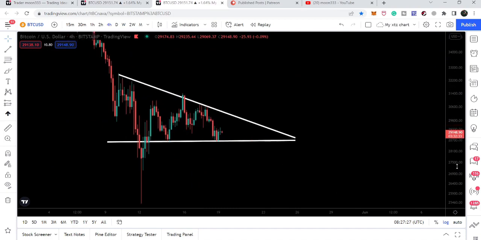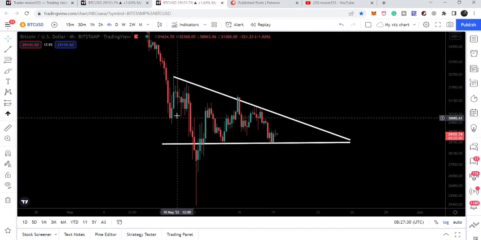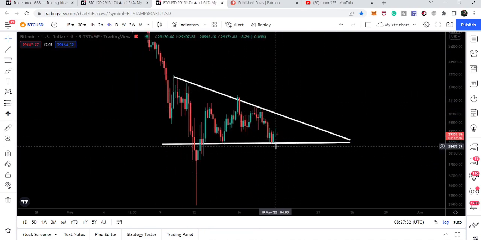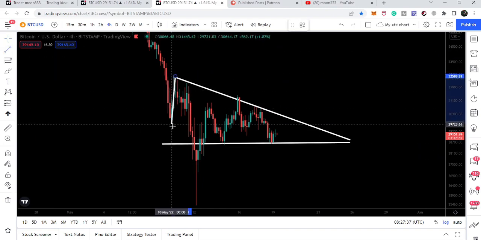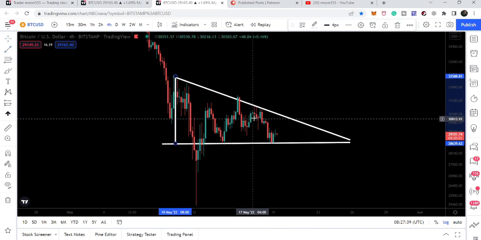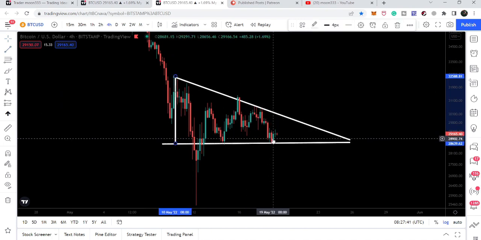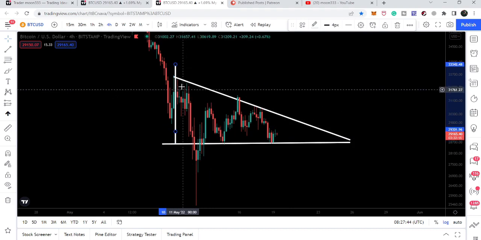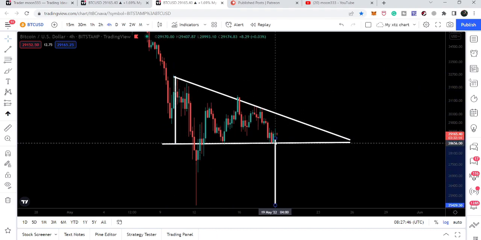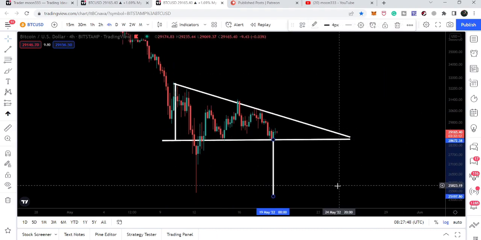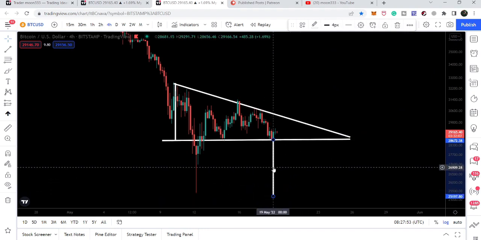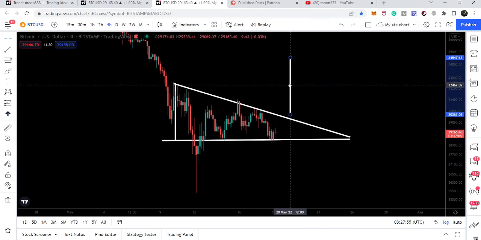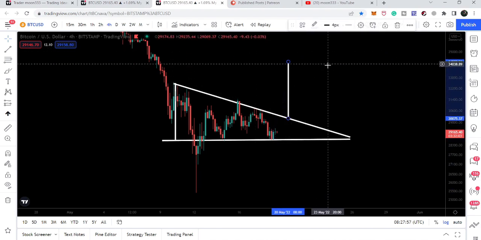Now, let's take a look at this smaller time frame, and here, as in my previous video, I showed you that Bitcoin has formed this descending triangle, and we are again rejected by this resistance and dropped to the support. And for example, if we break down the support, then our target to the downside can be here at approximately $25,000, $25,200. And if we break out the resistance, then our target to the upside can be $34,200.